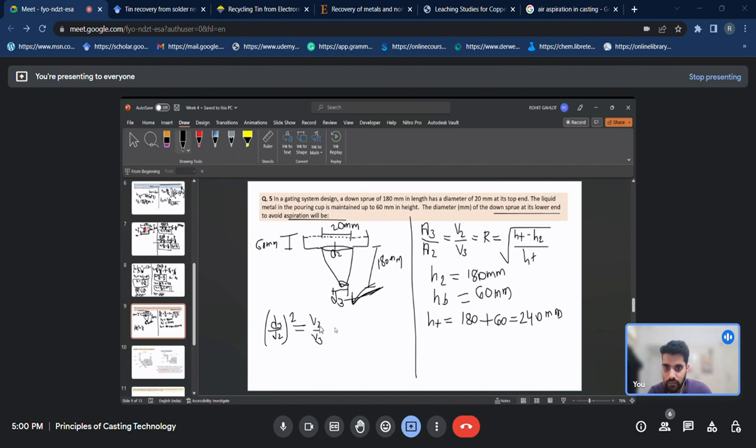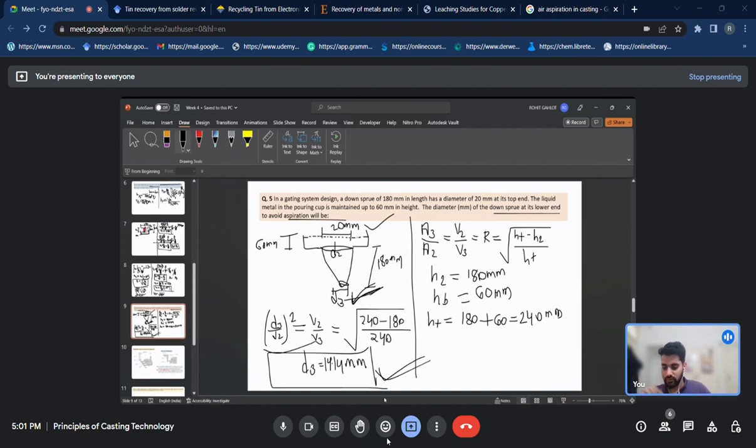So this square will be equal to root of HT, which is 240, minus 180, divided by 240. Here you will get D3 as 14.14. D2 is given to you as 20 mm. You can put these into this equation and calculate D3. Does anyone have any doubt in this aspiration effect and this problem?